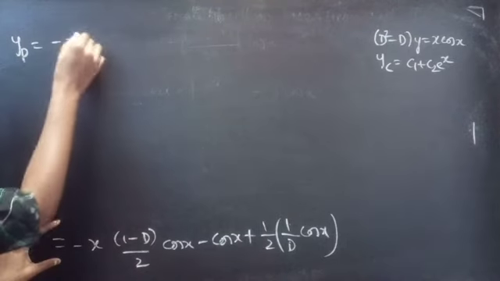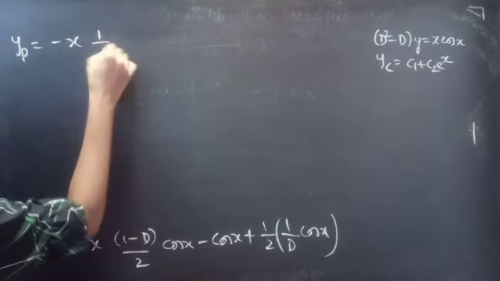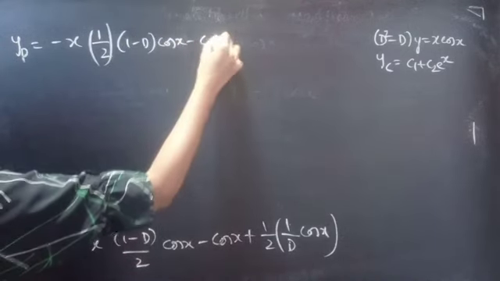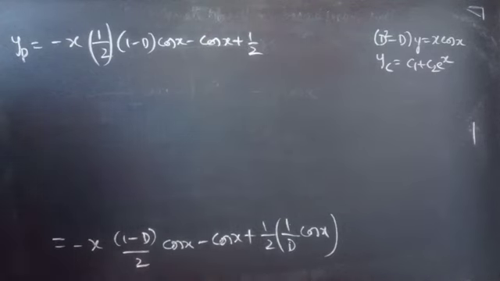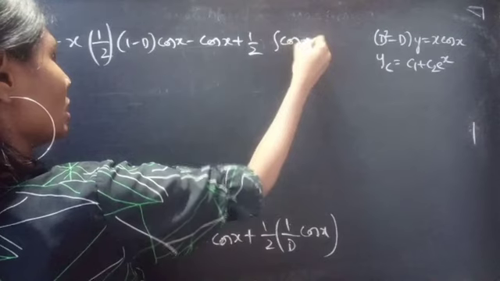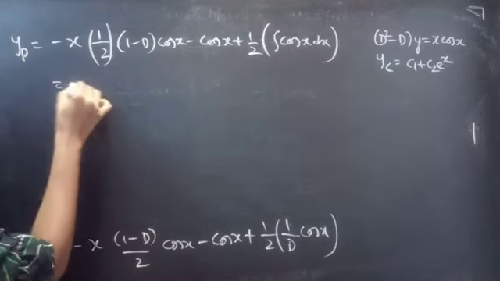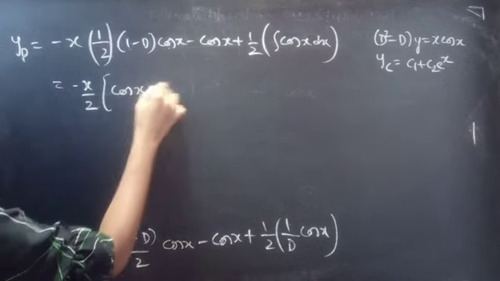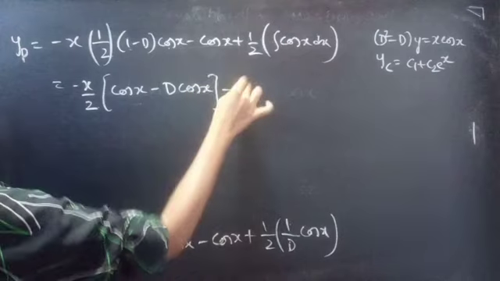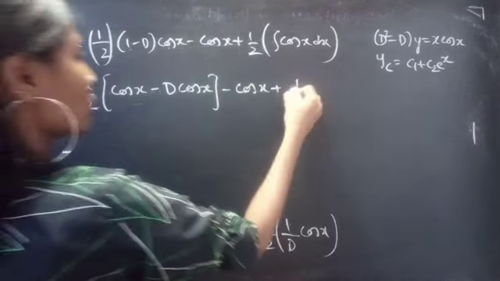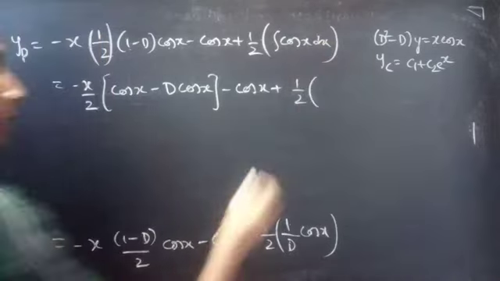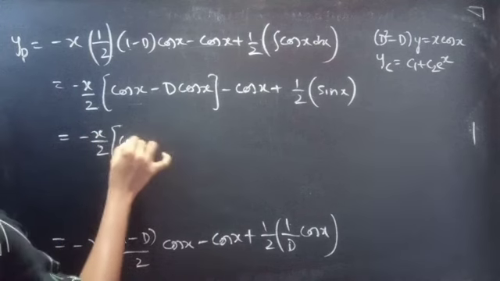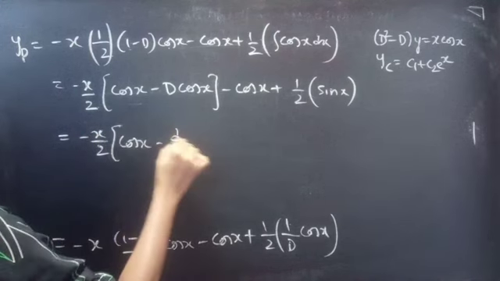This becomes minus x into, split this fraction as 1 by 2 into 1 minus d into cos x minus cos x plus 1 by 2 into, here we need to find integral cos x dx is equals to minus x into 1 by 2 is minus x by 2 into 1 into cos x is cos x minus d cos x minus cos x plus 1 by 2 into integral cos x dx is sin x is equals to minus x by 2 into cos x minus, we know that d is a differential operator.